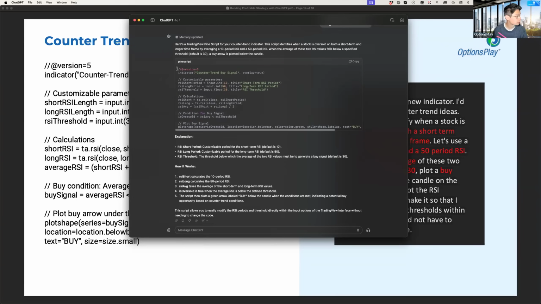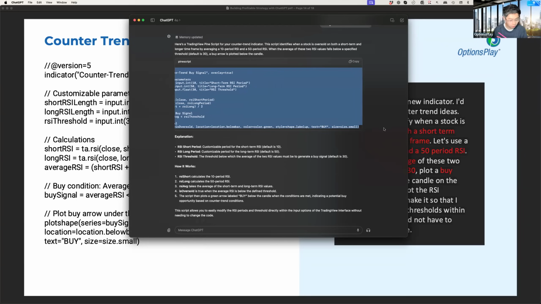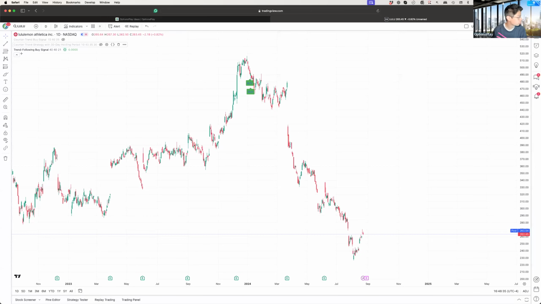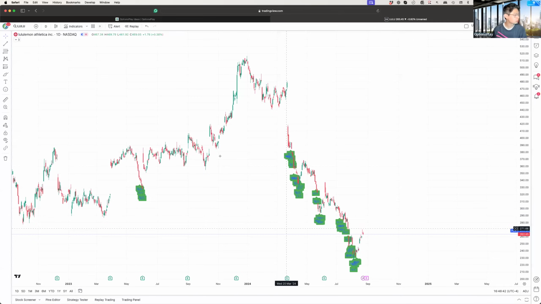So what I can do is take a copy of this specific code and plug it into TradingView, and I'll just show you what that looks like here. This is the counter trend buy signal. As you can see, this is the counter trend buy signal here. Now, one thing you're going to notice is that when things get oversold, you get a lot of buy signals, and you get a lot of false signals here as well.